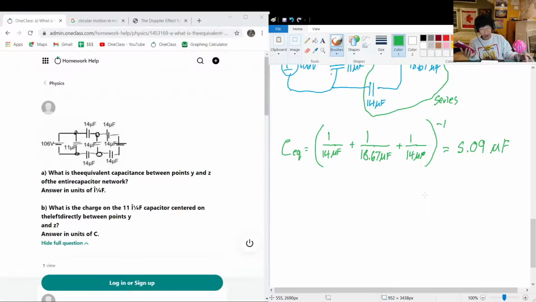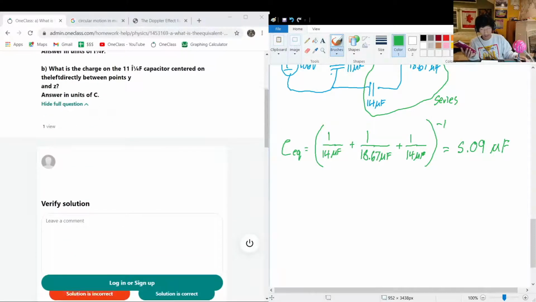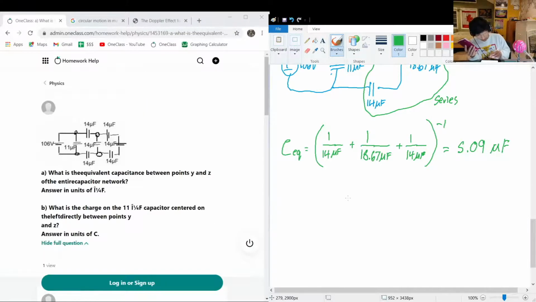Okay, so for our final thing here, we don't have a solution to verify, but that's cool. So the circuit drawn one more time. This will be the last time we redraw it. This will be 106 volts.